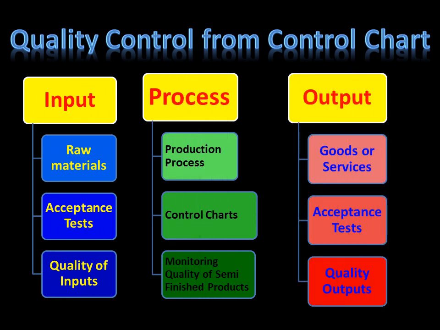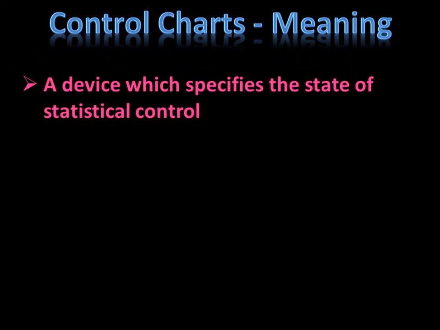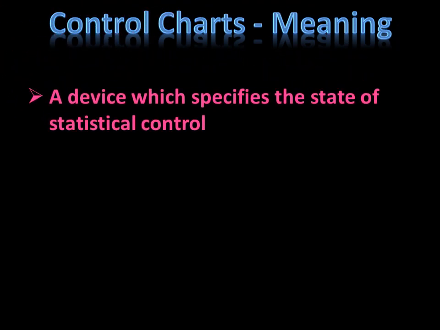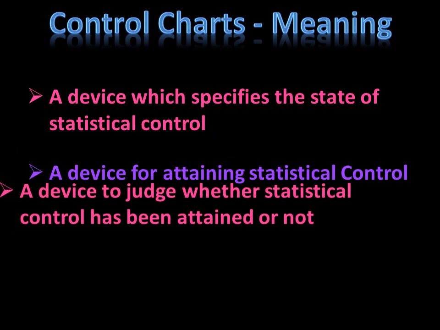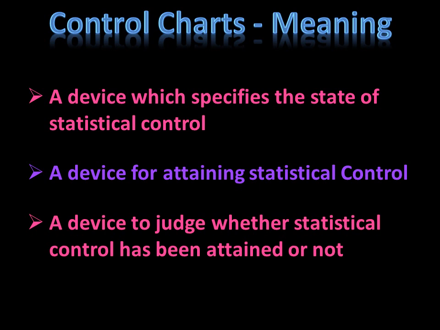Normally, control charts are used to detect variations of quality of randomly selected samples at the processing stage against earlier set standards. We may sum up the meaning of control charts like this: a device which specifies the state of statistical control, a device for attaining statistical control, and a device to judge whether statistical control has been attained or not. Control charts underline the need of statistical control that can be used to meet set standards by testing the quality of randomly selected samples.